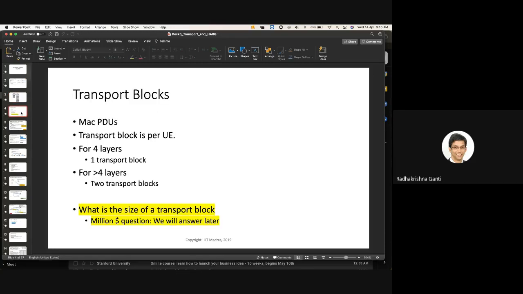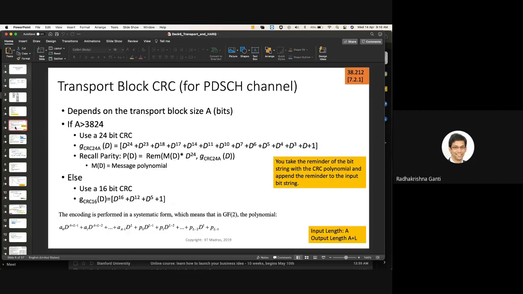So these are the transport blocks. The first thing that happens after the transport blocks is you add CRC to the transport blocks. Why do you add CRC to the transport blocks? Can anyone tell me?